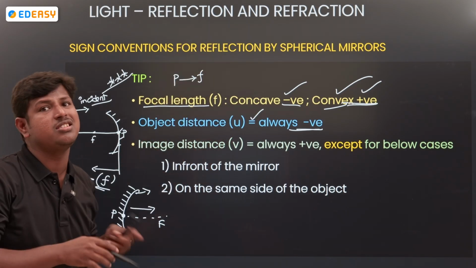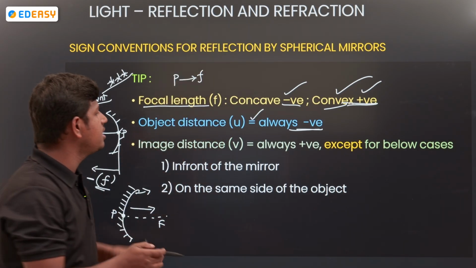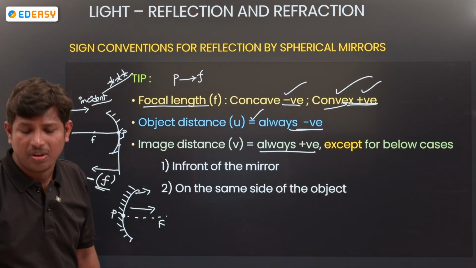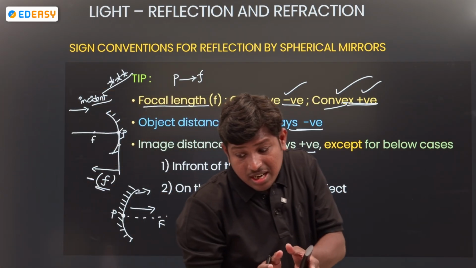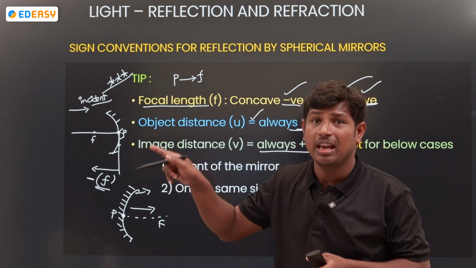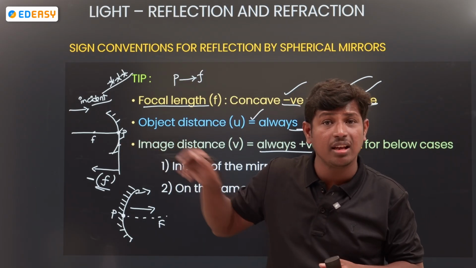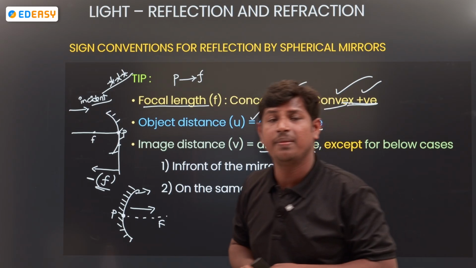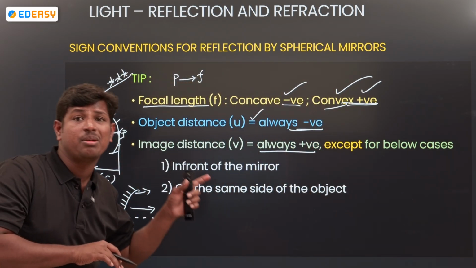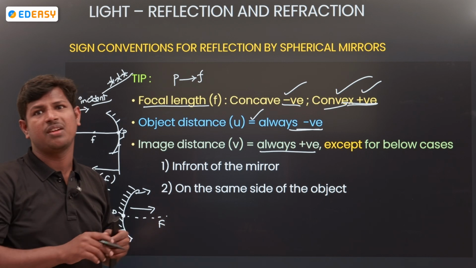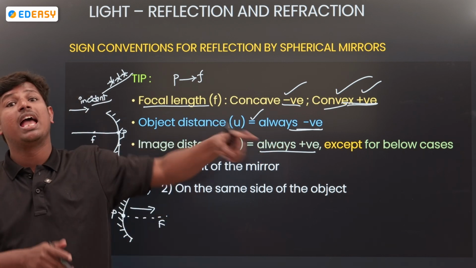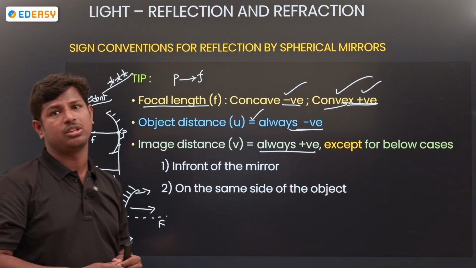And coming to the image distance, for which mirror is the image distance positive? Can you guess? Anybody from the comment section? Image distance means pole to image. For a concave mirror, which side will the image be? Left side of the mirror, right? Left side means opposite to the direction of incident ray, so negative. Along the direction of incident ray, positive.